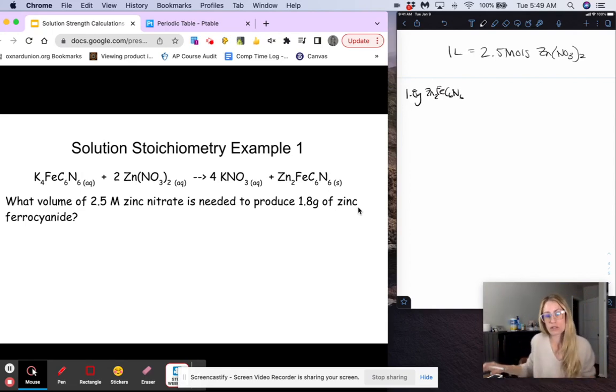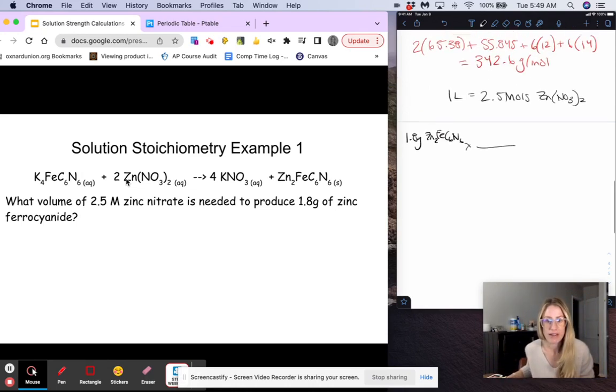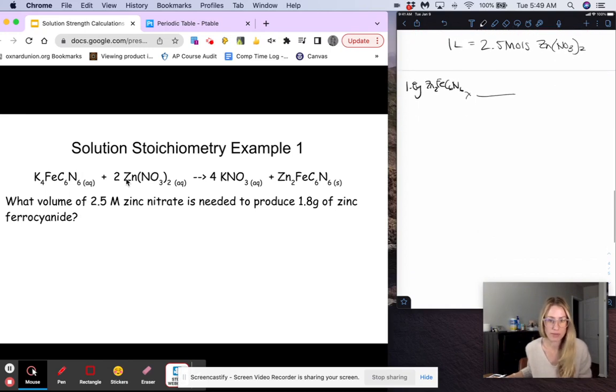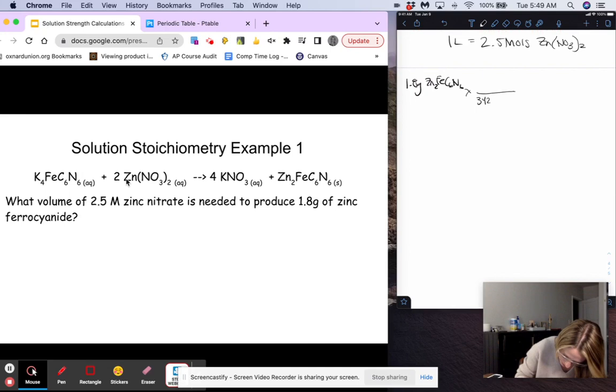And I know that in order to convert from one thing in a chemical reaction to another thing, I need to convert to moles first. So the molar mass of zinc ferrocyanide, you of course get from the periodic table. I already did it right there. It's 342.6 grams per mole. So 342.6 grams per 1 mole of this. Now, in order to convert from one thing to another in a chemical reaction, we now have the mole ratio. So there's 1 mole of this to 2 moles of this. So 1 mole of zinc ferrocyanide, and I'm just going to put Fe because I'm running out of room, to 2 moles of zinc nitrate.